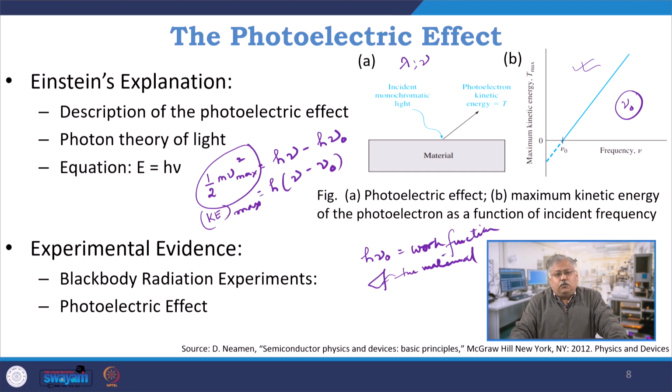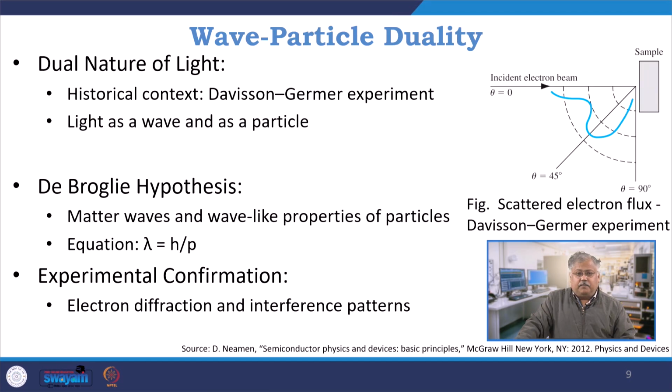So the photoelectric effect and black body radiation were two experiments which gave very critical exposure to quantum mechanics at a very early stage in the development of physics.